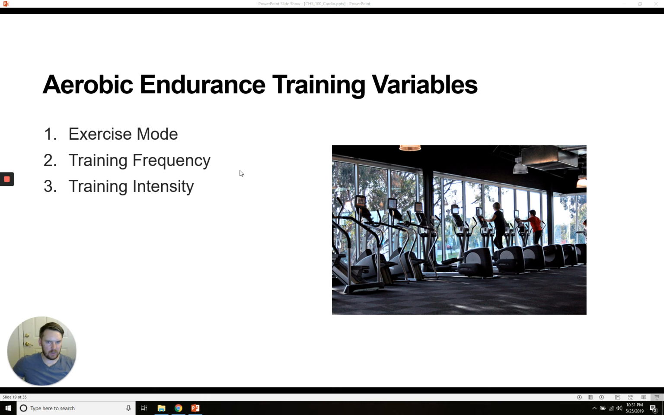Training frequency. How often are you training? Training intensity. How hard or how vigorously are you training? Exercise duration. How long are you going to train for?